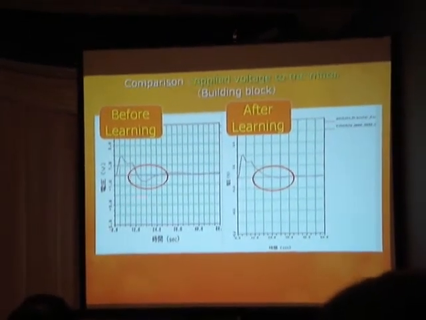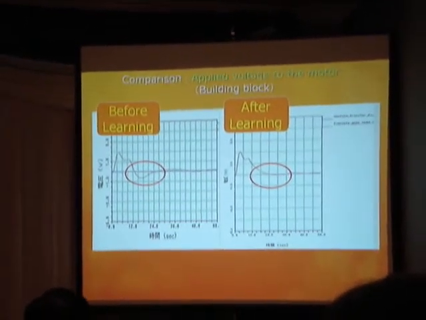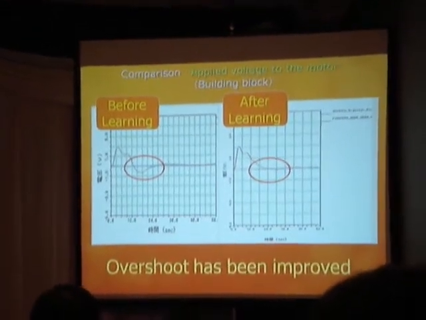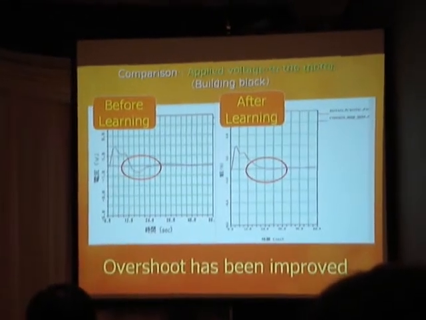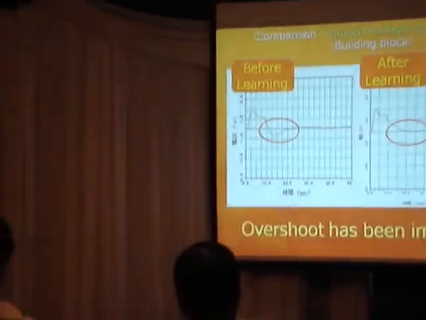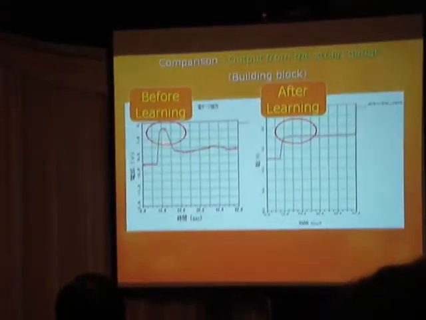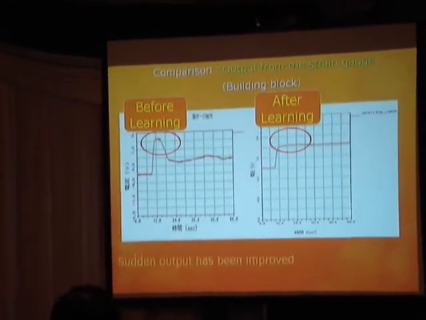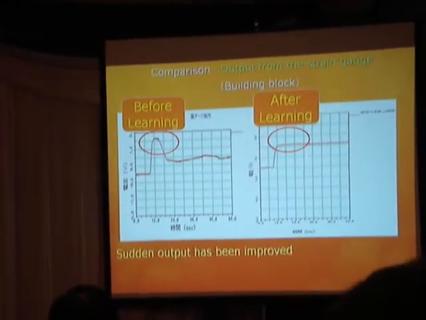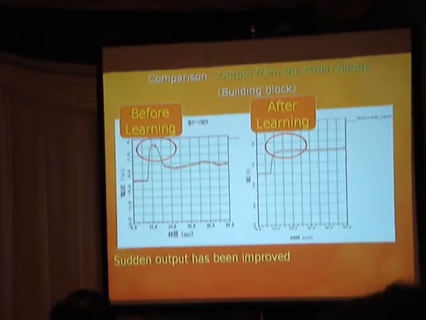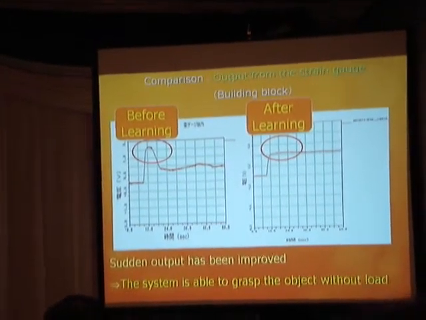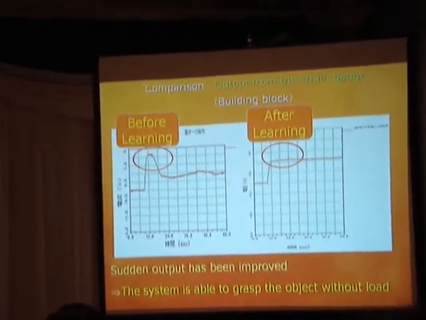Please look at here. An overshoot seen before learning was improved. Therefore, this system can converge without waste. Next, I compare the output from the strain gauge. Please look at here. Then the sudden output seen before learning was improved. The result is expressed next. The system is able to grasp the object without load.